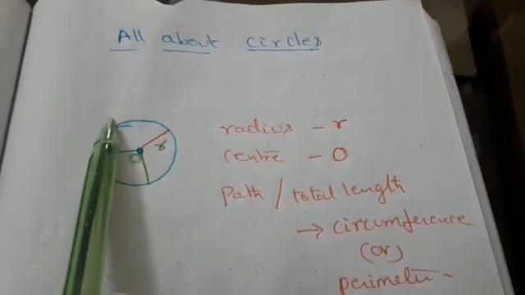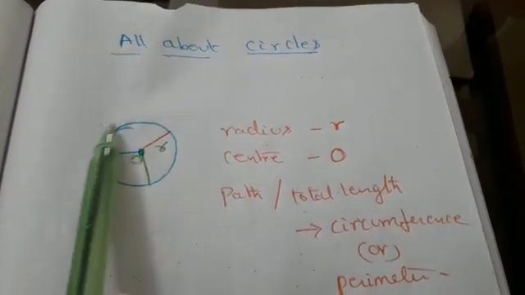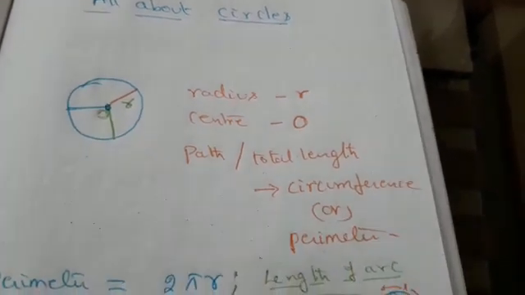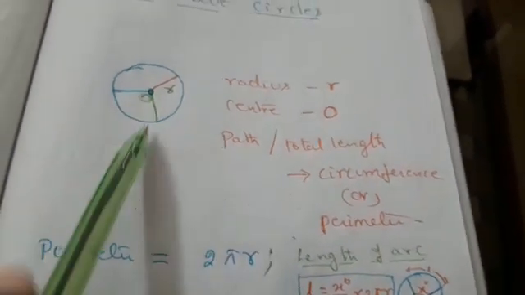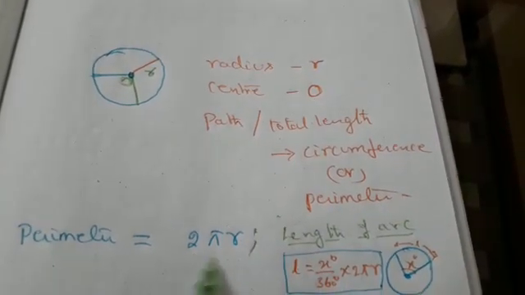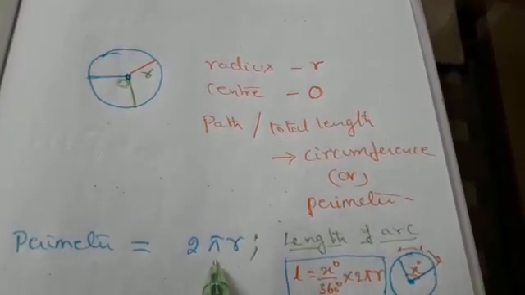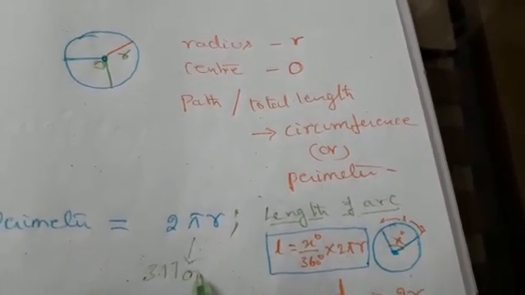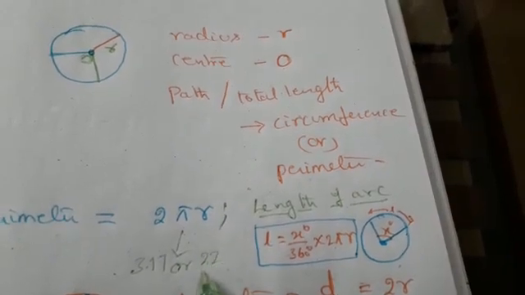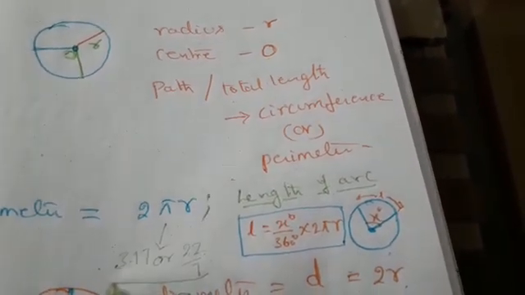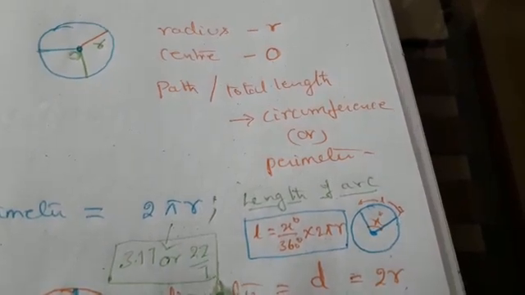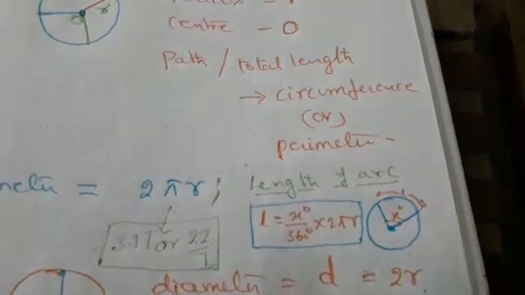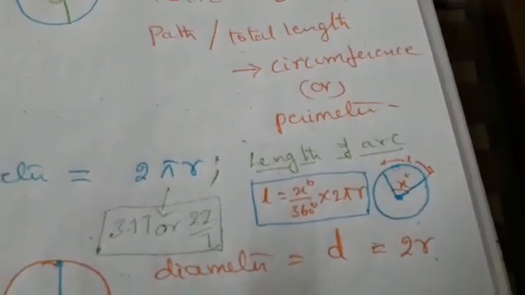Now the path or length of this curve, that is the circle, is called the perimeter, or the other name for this is circumference, where circumference or perimeter is given by 2 pi r. The pi value is approximately 3.17, or the actual value in fraction is 22 by 7. This is an approximate value, and the actual value in fraction is 22 by 7.